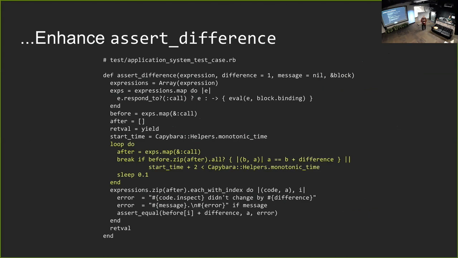So what I did in this case is I just blatantly copied the code of the Rails assert difference and basically just put a loop in. I had to do a little bit more hacking, but basically a loop that every 1/10 of a second executes the expressions and gives up after 2 seconds. This could be done a lot better. If anyone wants to help me turn this into a real gem afterwards, we can do that.